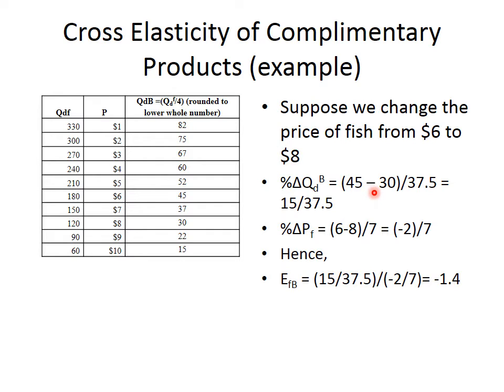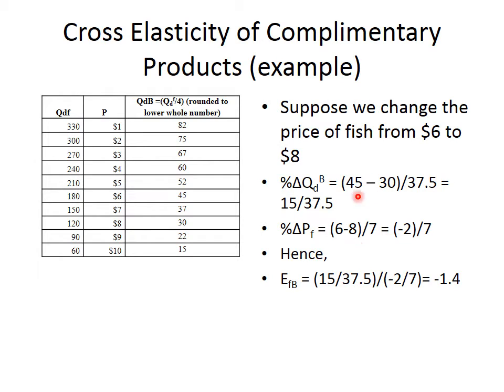Now remember here, we're not using absolute value. When it comes to cross elasticity, we're not using absolute value. So it is going to matter to us which way we're going, up or down the demand curve. We're going to continue to use the midpoint so that whether we're moving up or down, it's going to be the same percentage change. Okay, that's 15 over 37 and a half.